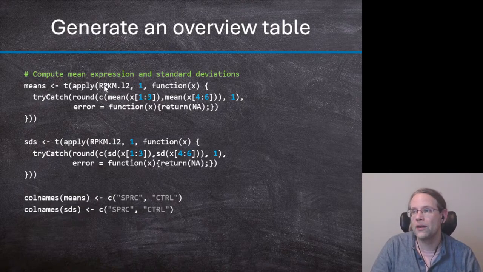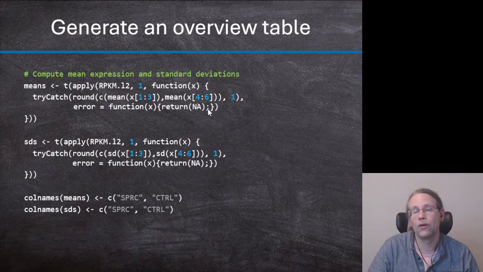Right, so I'm just going to do the same strategy as what we did for the p-values. So I'm going to say take the RPKM log2 values, go through the rows, compute the mean of the first group, mean of the second group, round them down, one digit behind the comma, and then if you cannot do this for some reason, return an NA, right? Because it might be that, I don't know, this should not fail, but I always like writing a try-catch around it just to be sure that it doesn't crash halfway through.